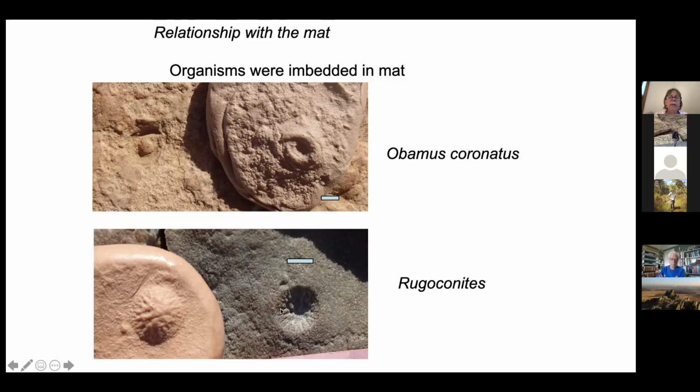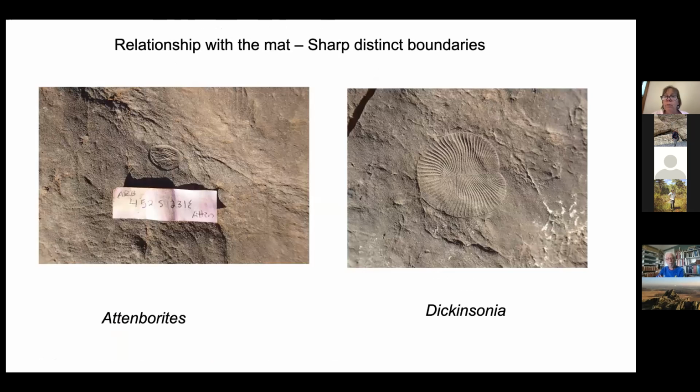And these organisms were sessile, and as they're sitting there, they become essentially embedded in the mat, and the mat grows up along the edges. But that's very different than some of our other ones. So here's Dickinsonia. We know it moved. You see very nice, beautiful mat. Look at these incredibly sharp edges. And this is not surprising. Dickinsonia moves. It would plop down in a spot, and you would expect a very distinct boundary between the mat and the organism.